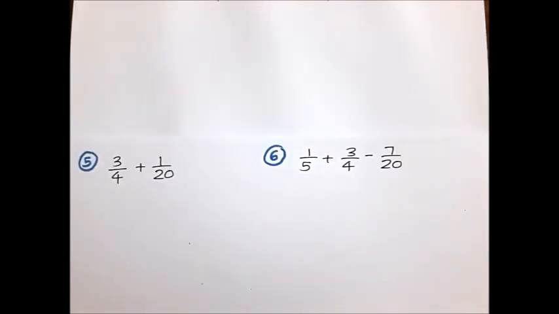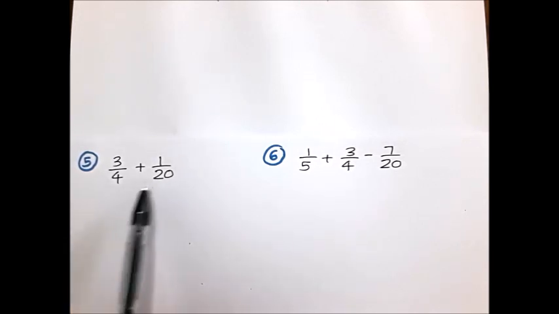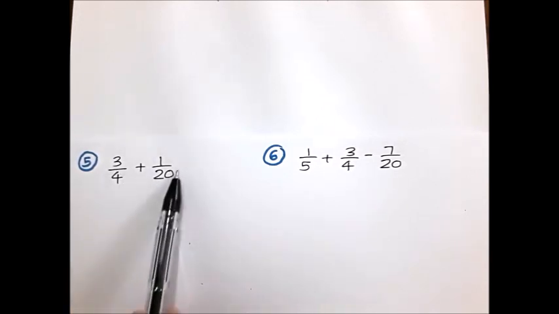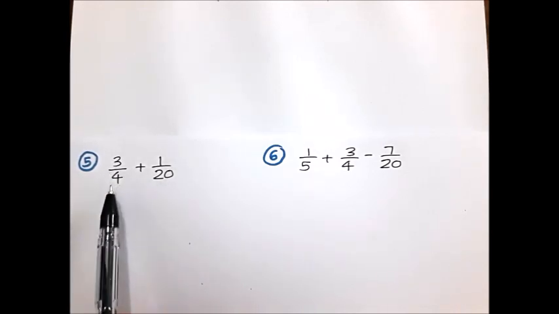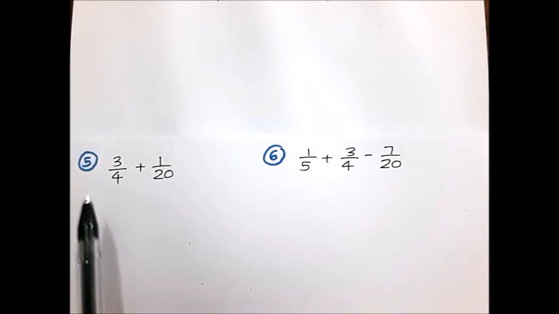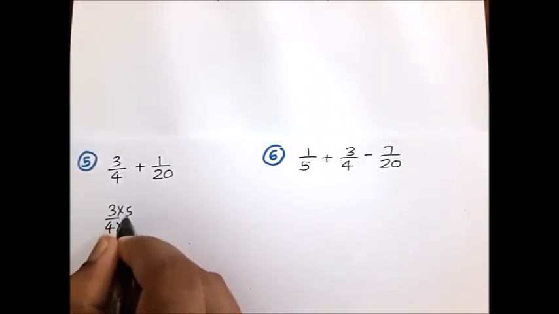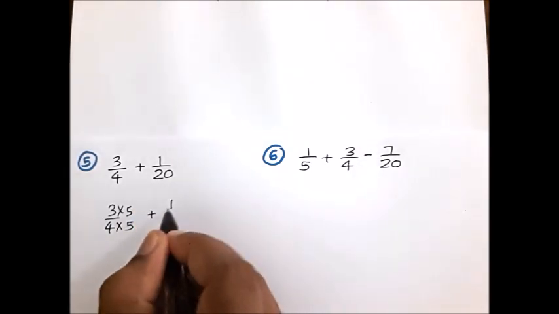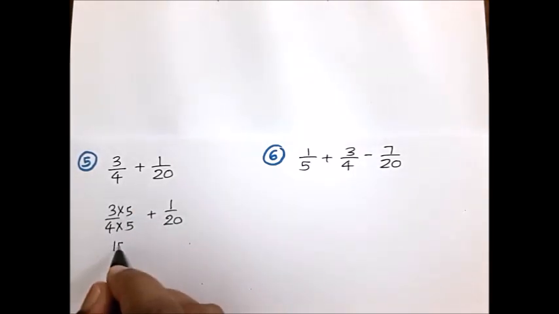Let's start fifth example. You can see different denominators. So convert into same denominator. Larger one is 20. You can convert 4 into 20 by multiplying this fraction by 5. Multiply both numerator and denominator by 5. Write this fraction as above. 3 multiplied by 5, 15. 4 multiplied by 5, 20.